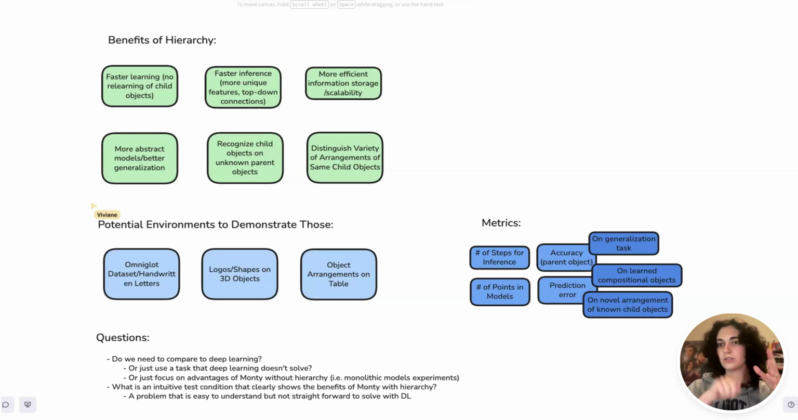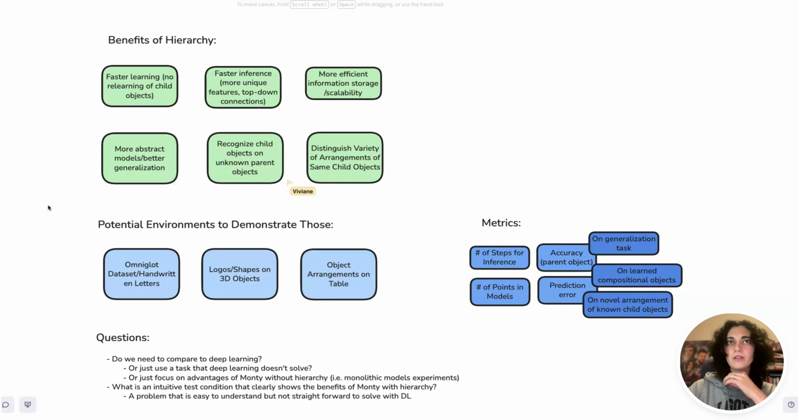So although the individual strokes might be slightly different and slightly differently spaced, the high-level rough arrangement of two strokes or three strokes in a letter is still similar. And so the child objects might have slight variations, but the high-level arrangement is more similar and it's easier to generalize.